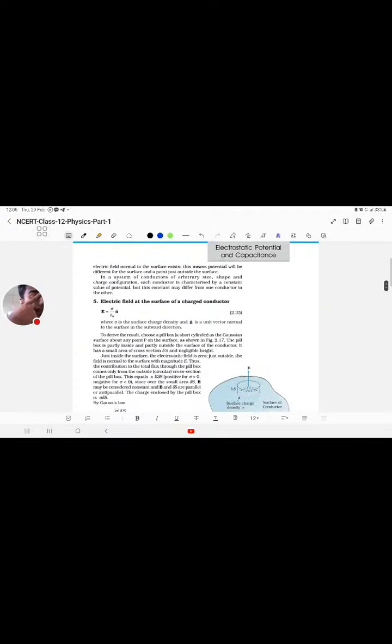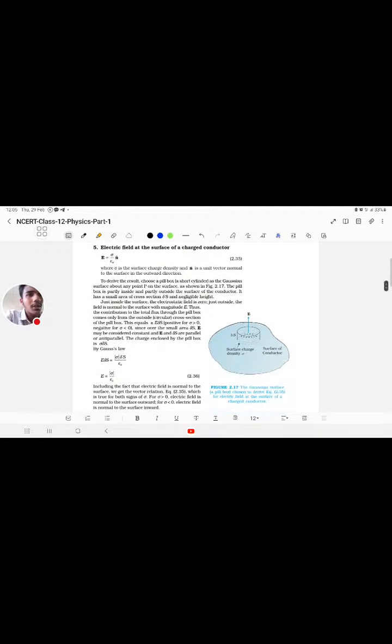So going down, now we'll talk about the fifth property of conductors, that is, the electric field at the surface of a charged conductor is going to be equal to sigma by epsilon. So why is it so? Let's see what we are trying to obtain over here. To derive the result, choose a pill box, a short cylinder, as the Gaussian surface about any point P on the surface. The pill box is partly inside and partly outside the surface of the conductor. It has a small area of cross section del S and negligible height.